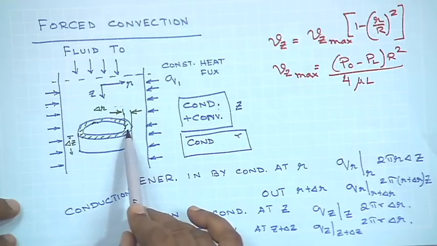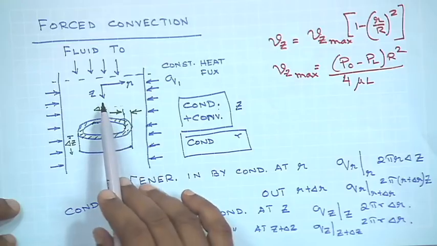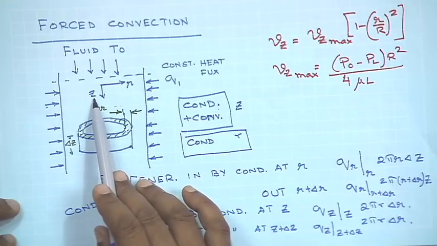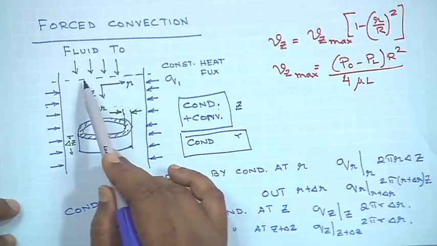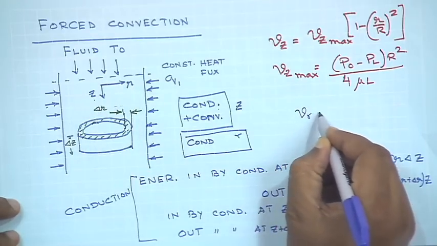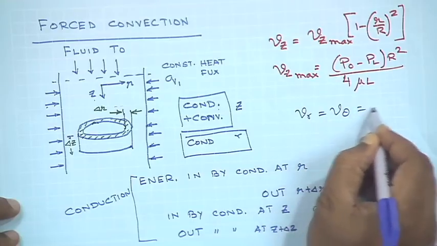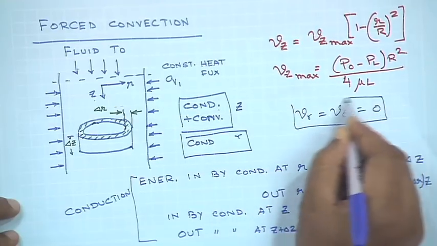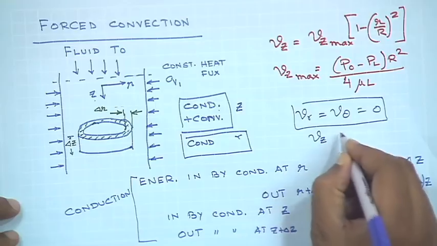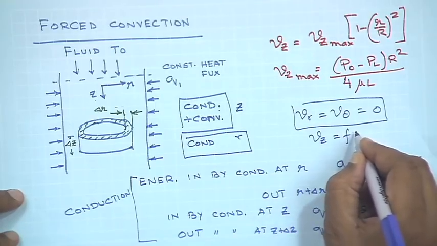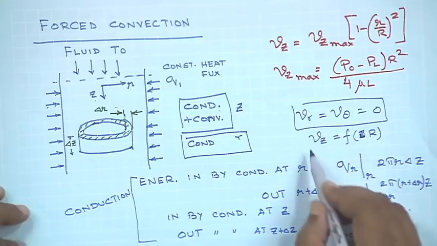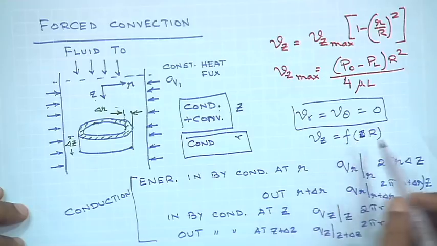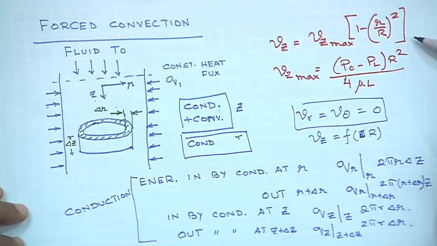However, it is a one dimensional flow situation, that means we have only Vz present in the system, there is no Vr or V theta. So, Vr and V theta both are equal to 0, and only Vz is present, which, as we know from our study of fluid mechanics, is going to be a function of the radial position.